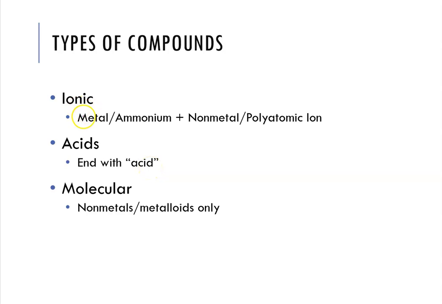For ionic compounds, we check to see if the first part of it is ammonium. If it is, then it's ionic. Then if it's not ammonium, we check to see if it's a metal. If it is, that means that it is ionic. If it is not a metal, it means it's molecular.